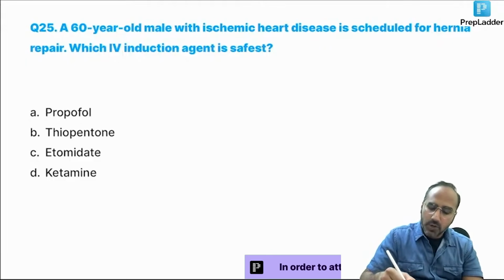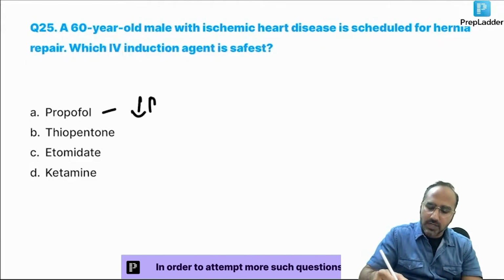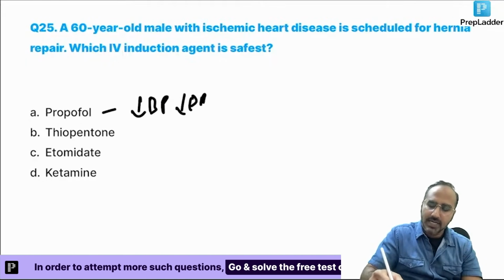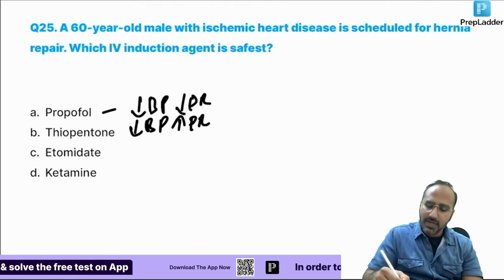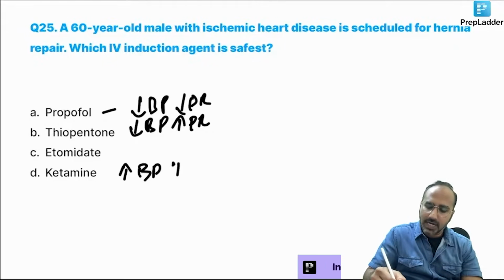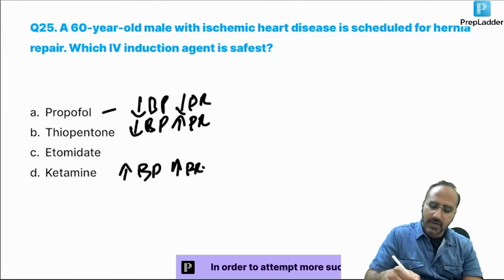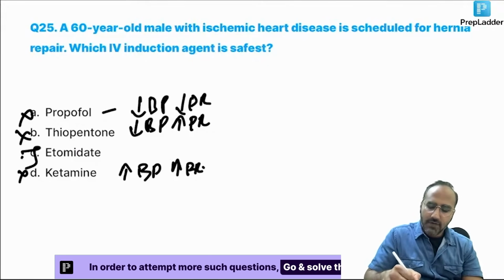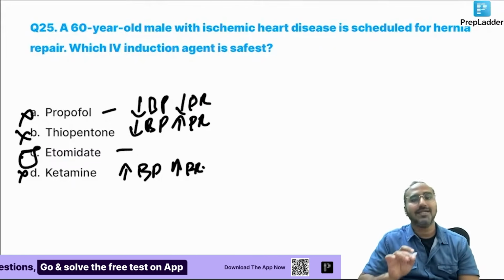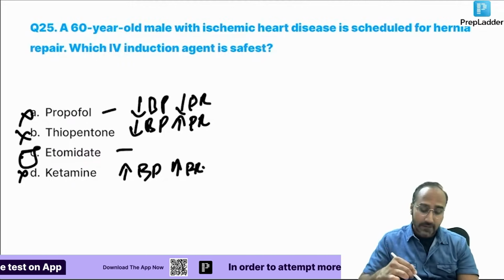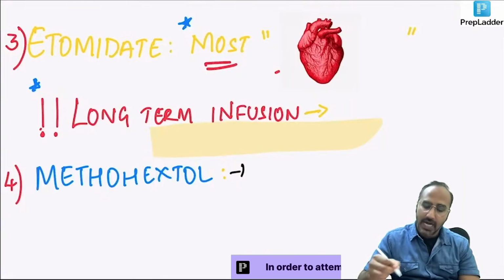So remember, propofol, what will it do? It will cause hypotension and bradycardia. Thiopentone will cause hypotension and tachycardia. Ketamine will cause hypertension and tachycardia. So this cannot be given. The one that will maintain their heart rate and all this, etomidate. Etomidate is also an IV induction agent, which is the most cardio-stable IV induction agent.